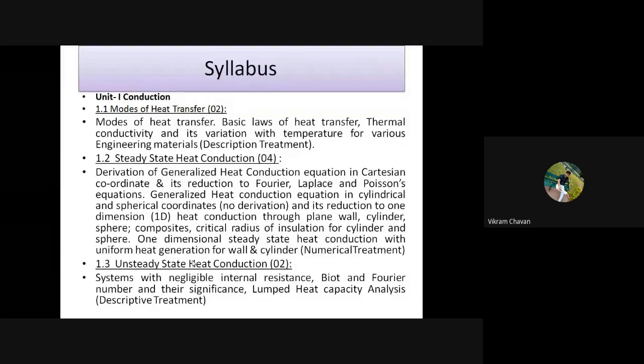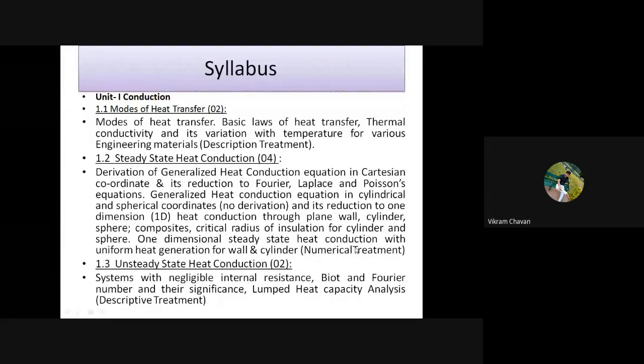So in that case, what can the heat transfer rate be? Okay, so that is nothing but uniform heat generation, steady state heat conduction with uniform heat generation for walls and cylinders. Okay, and this section has the numerical treatment.